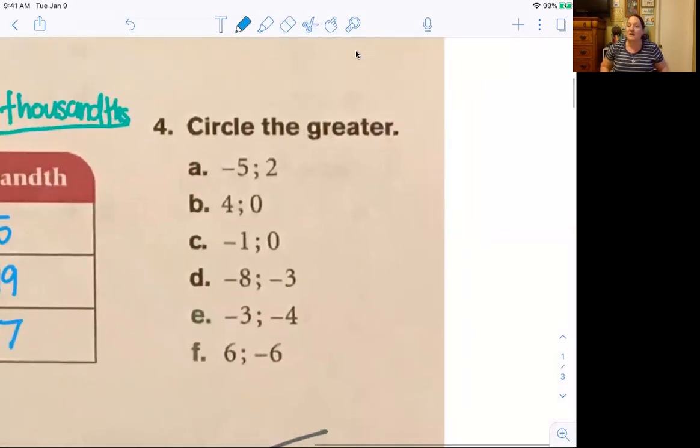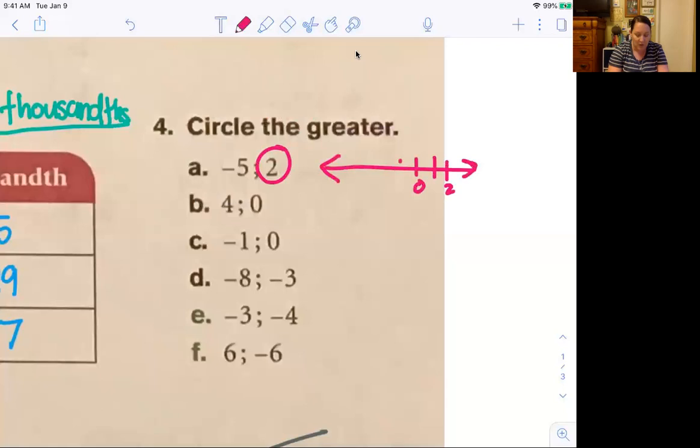Okay, let's look at number 4. Now, this is something we haven't done yet, but I want you to think about it. Any number that's negative is always less than a positive number, regardless of how big the digit is. So on A, -5 and 2, what would be the bigger number, the greater number? It would be 2, because 2 is further right on a number line.